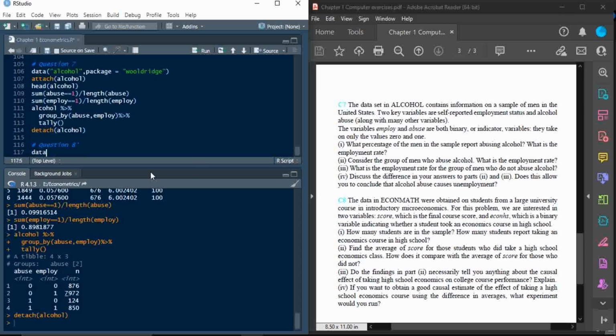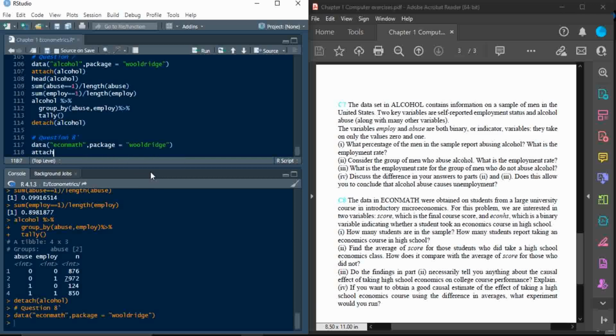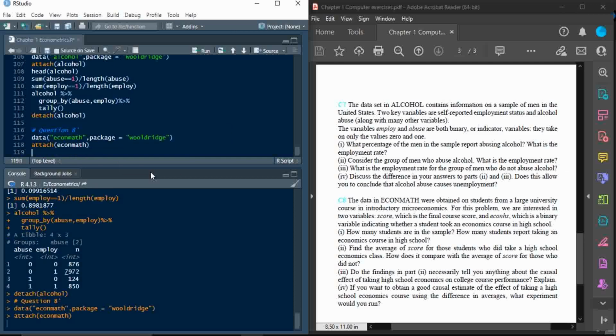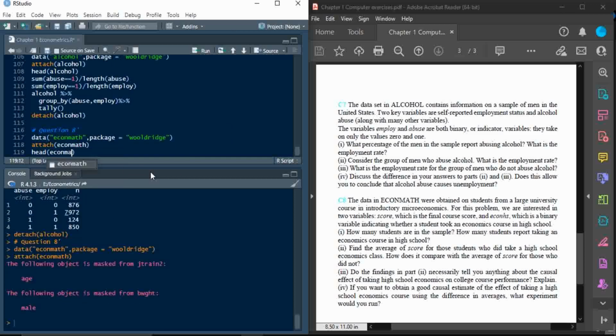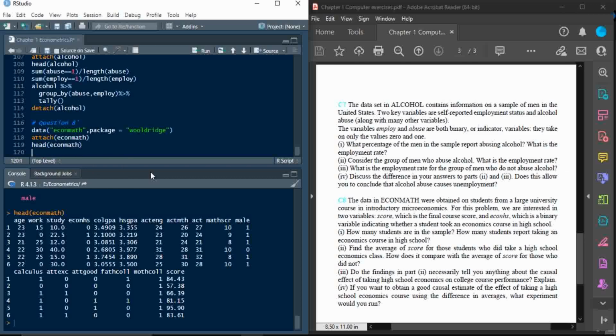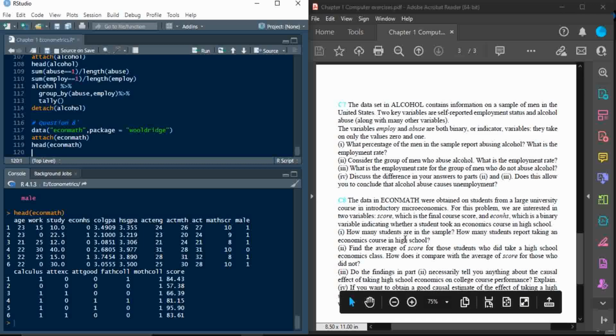It utilizes the data econ math. Let's look at the column headings. Now look at the first part. For this problem, we are interested in two variables: score, which is the final course score, and econ HS, which is a binary variable indicating whether a student took an economics course in high school. How many students are in the sample? How many students report taking an economics course in high school?